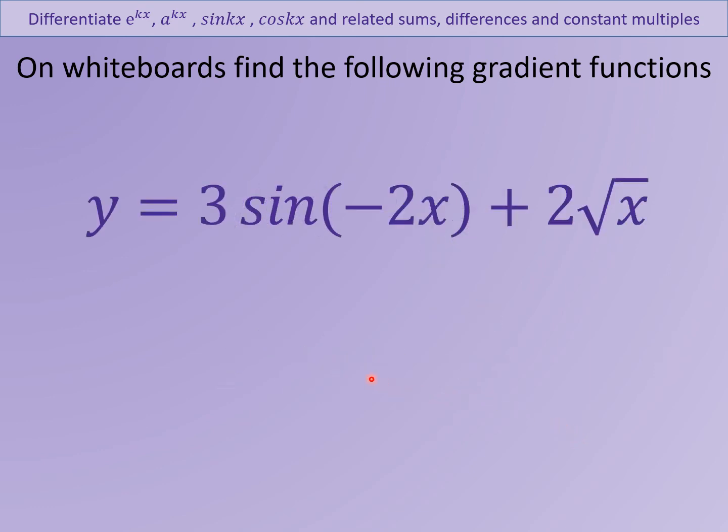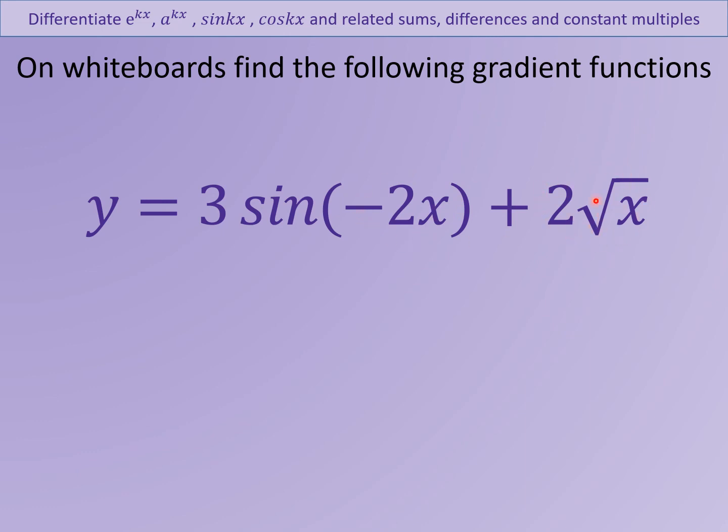Try this one. So y equals 3 sine minus 2x plus 2 root x. So just pause it there. Okay, let's see what you would have got then. So first things first, 3 sine minus 2x. The minus 2 can come to the front to make minus 6. Sine starts at 0 and goes positive straight away, so that's going to go to cos. So we've got minus 6 cos minus 2x. Remembering that part stays the same.